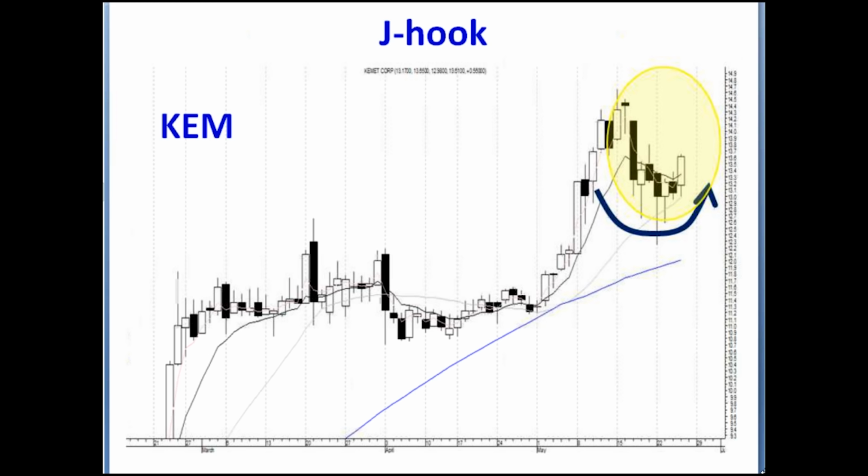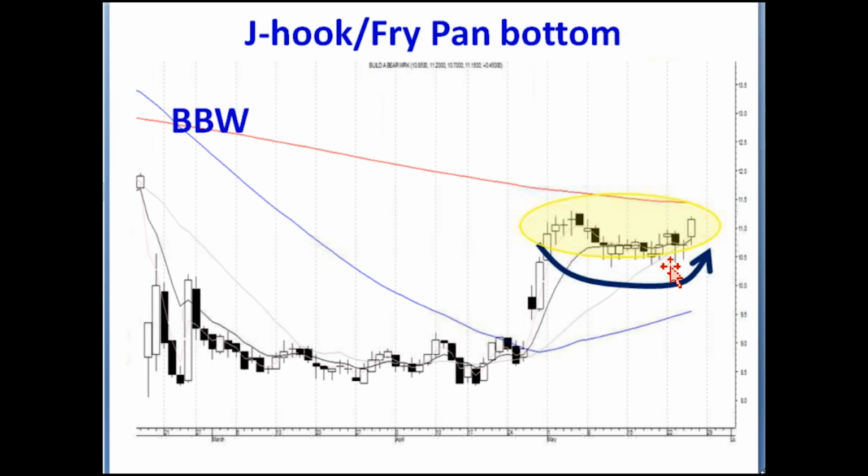The J-hook pattern, or a J-hook fry pan bottom, is in Build-A-Bear. Now, I look at Build-A-Bear, and my first thought is, why the heck would people be buying Build-A-Bear heading into the summer? Well, the answer to that is, I don't have to know why. This chart is telling us somebody's buying Build-A-Bear. We want to participate in it.